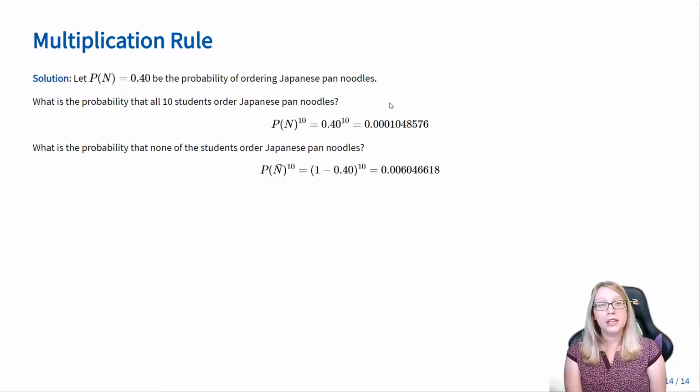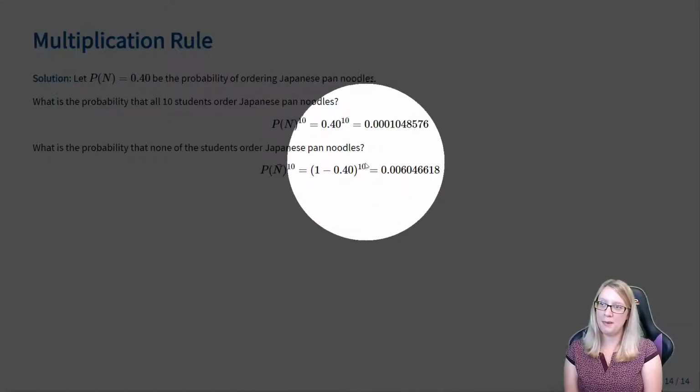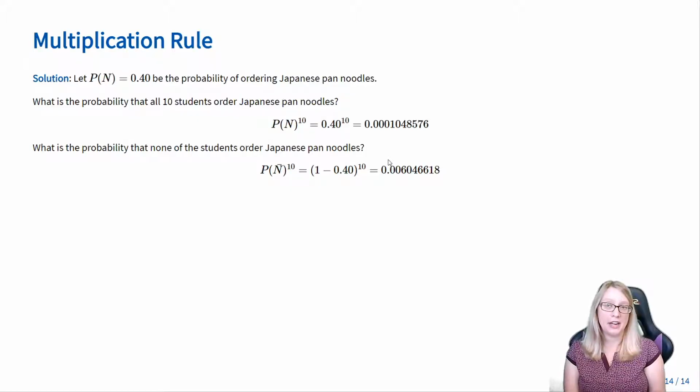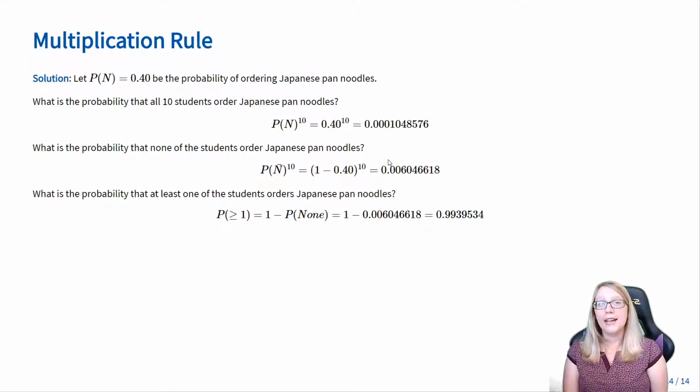To find the probability that none of the students order the Japanese noodles, we'll use the complement rule and the multiplication rule together. So first we need the probability that a student does not order the noodles, which is 1 minus 0.4. Those are all independent events, so we'll raise that to the 10th power. We get 0.006 for that answer. Then finally, what's the probability that at least one of the students orders the Japanese noodles? The probability of at least one is the complement of none, so 1 minus 0.006, we get 0.993.